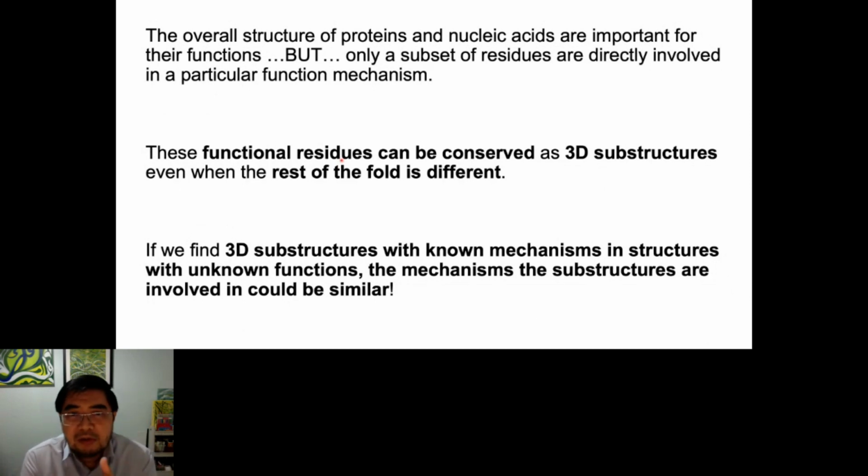So the overall structure of proteins and nucleic acids is important for their functions, but only a subset of these residues are going to be directly involved in a particular mechanism. And typically these functional residues can be conserved as 3D substructures, and they are conserved even when the rest of the fold may be different. Okay. So if we can find 3D substructures with known mechanisms in structures with unknown functions, the mechanisms that the structures are involved in could be similar. So we could then transfer what is known to the unknown.